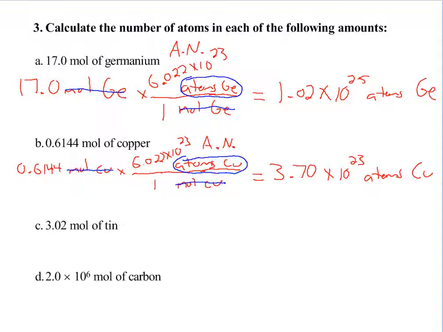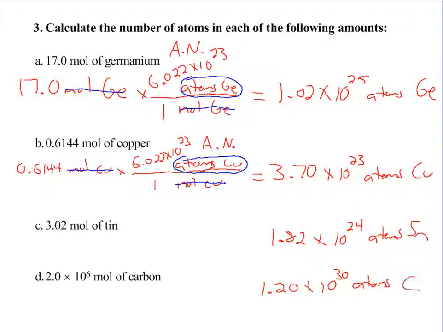But if we take a look, we have for tin, 1.82 times 10 to the 24th atoms of Sn, and then the last one 1.20 times 10 to the 30th atoms of carbon. So those are the two correct answers. Hopefully I won't make as many mistakes as often, but that's how you go through a mole to atom conversion.